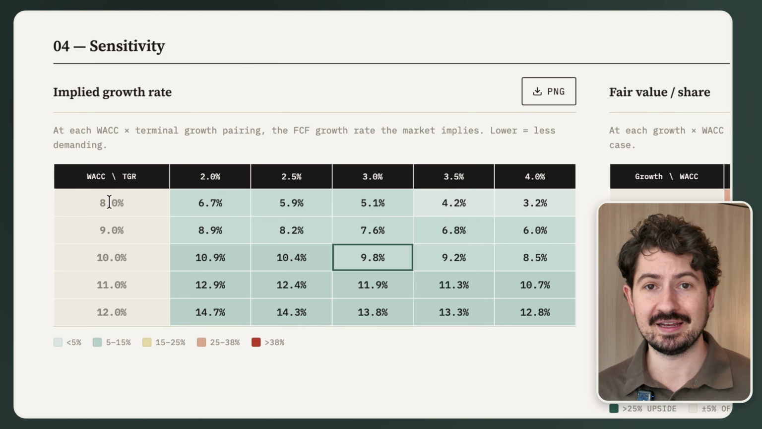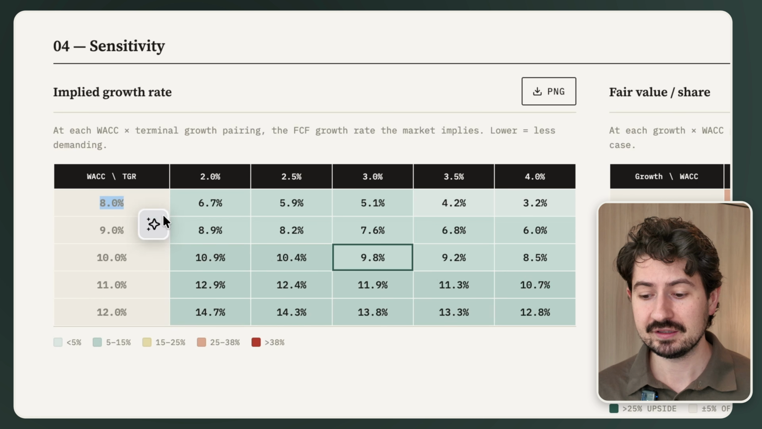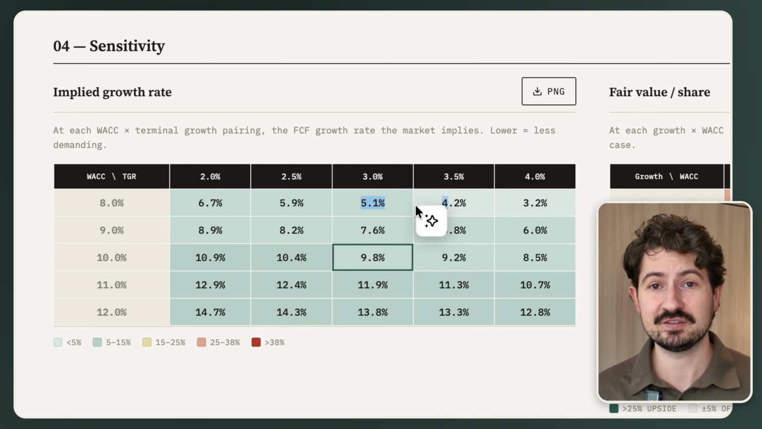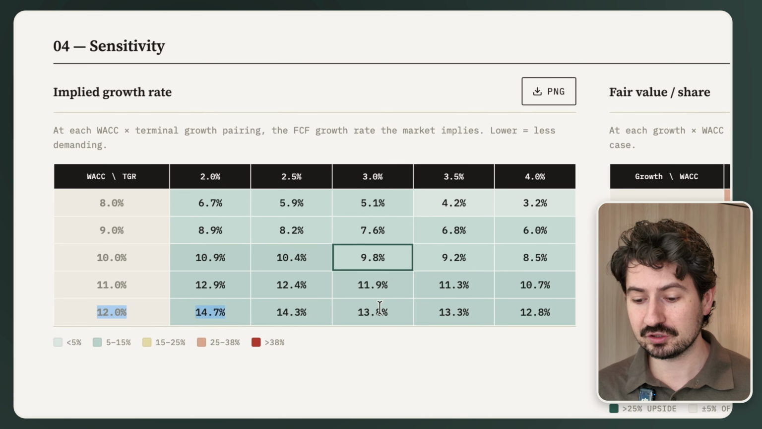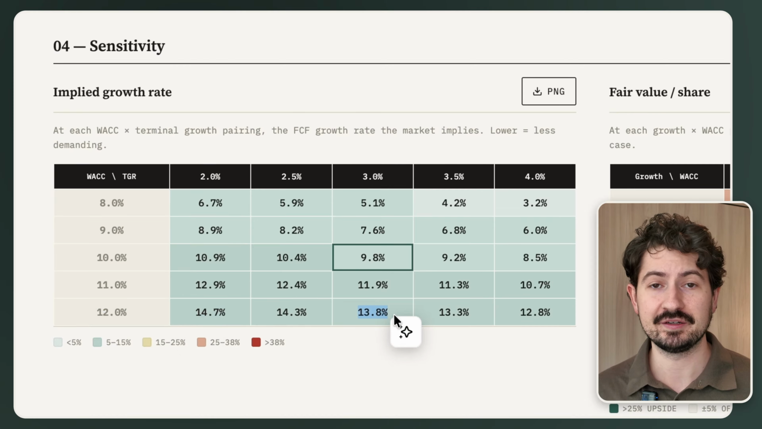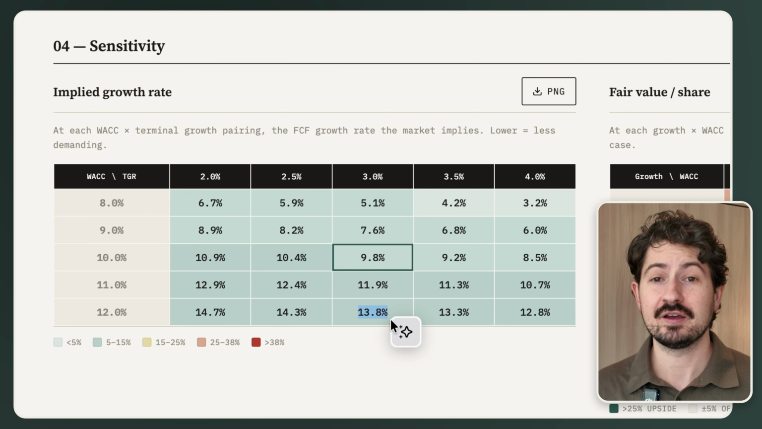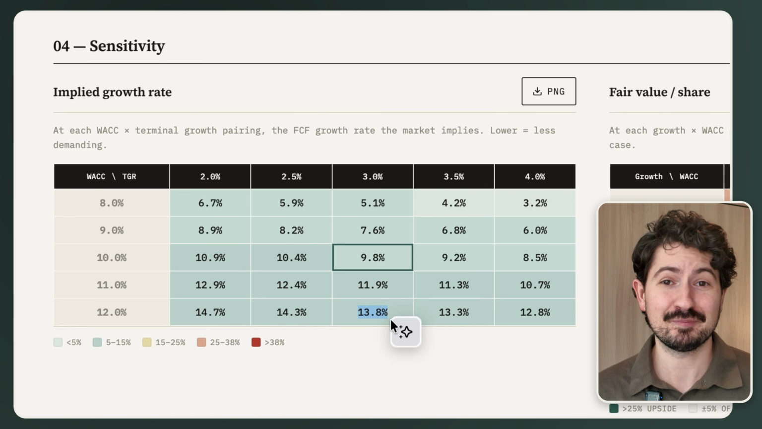But if you were to use an 8% discount rate as well, it's only 5%, which is super reasonable. But again, if you go up to 12%, it's showing a 14% implied rate of growth, which is a heroic amount and I think probably impossible for the business. So what is the right rate to use? It can be a little bit tricky.